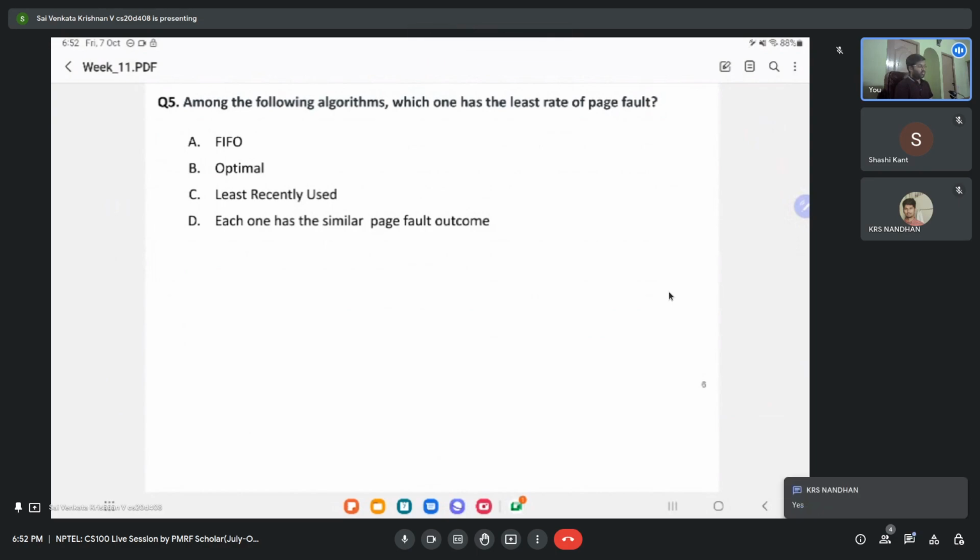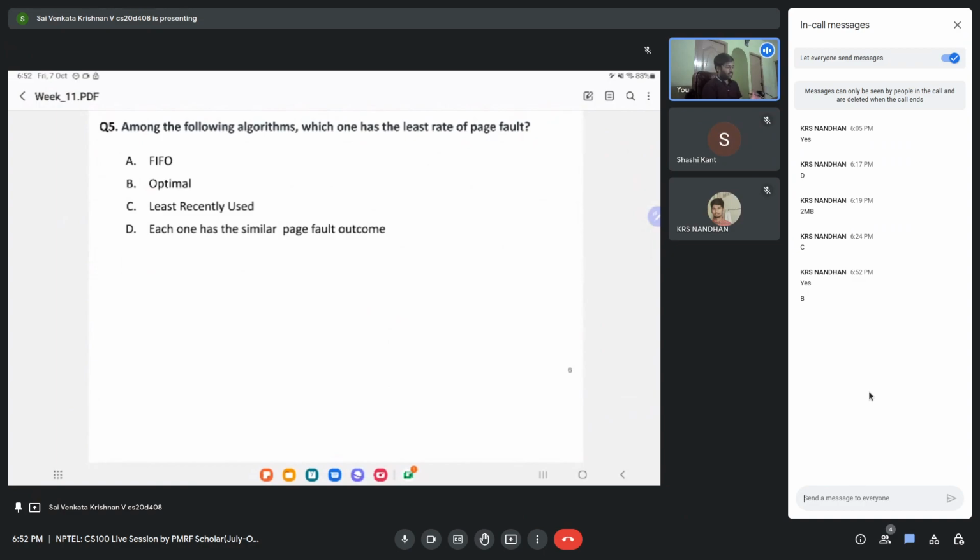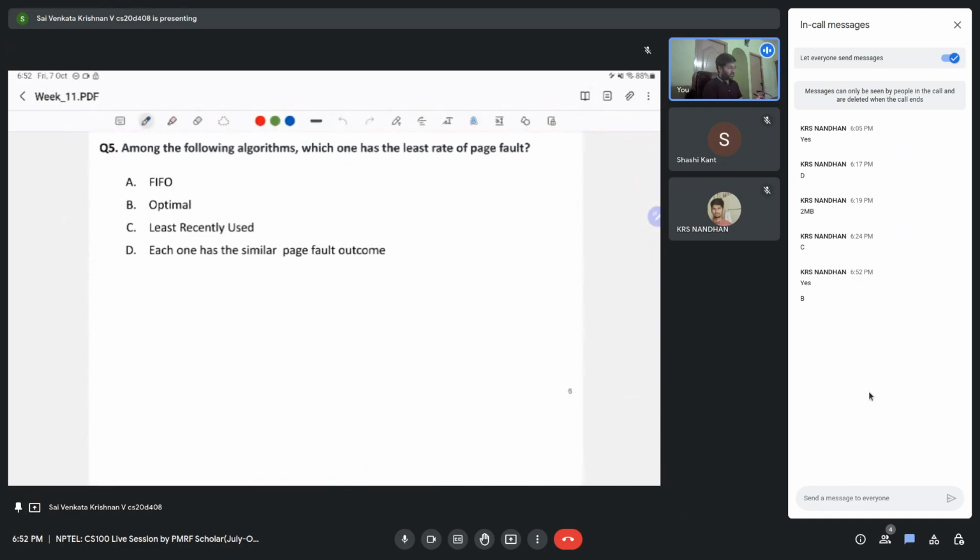Okay. So question 5, among the following algorithms, which one has the least rate of page fault? Optimal. Okay. So the correct answer is option B, optimal, because it looks into the future reference string also, but it's impossible actually to look at the future references. But theoretically speaking, this one has the least page fault rate.